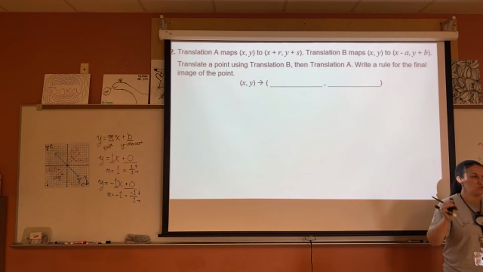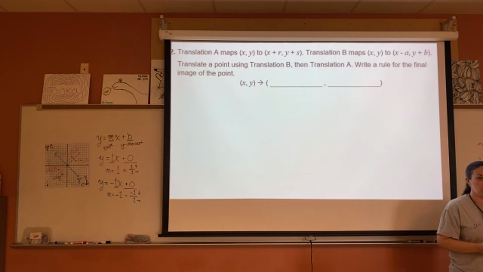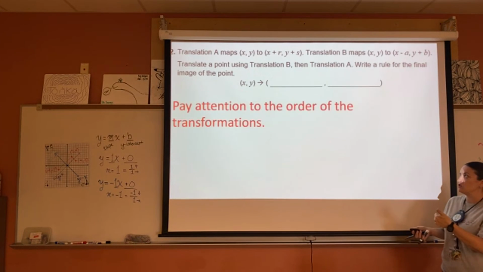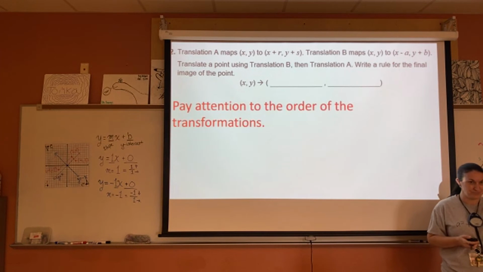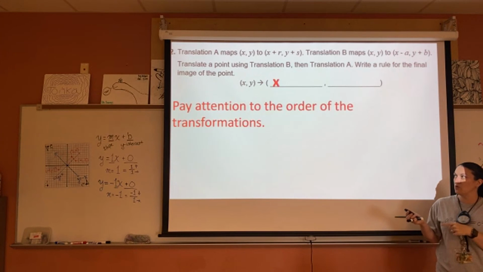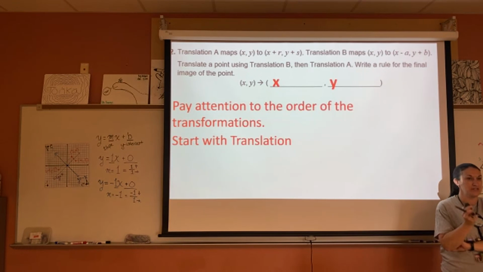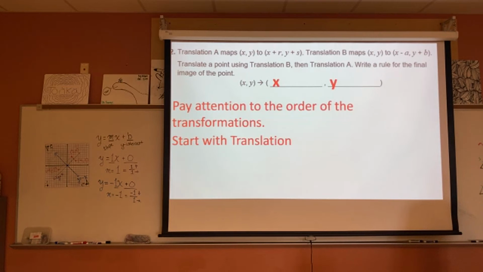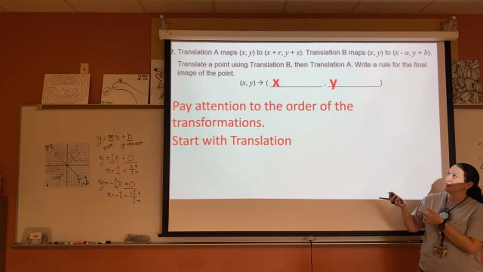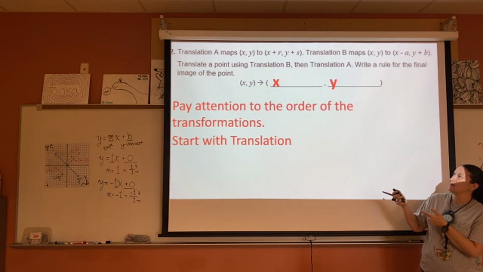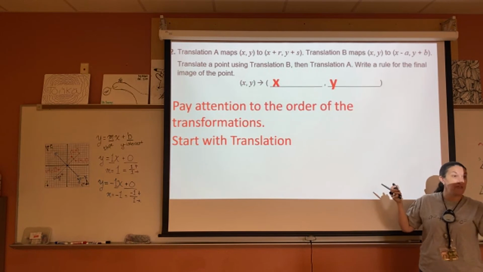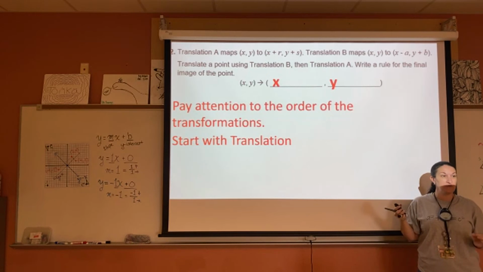So a rule is, what did you add, what did you subtract, in what order? So first of all, pay attention to the order of the transformation. Second, determine which one has to be done first. Which translation am I starting with, A or B? B. How do you know it's B first? It does say translation B. It says translate the point using B and then using A. So that's your following directions.